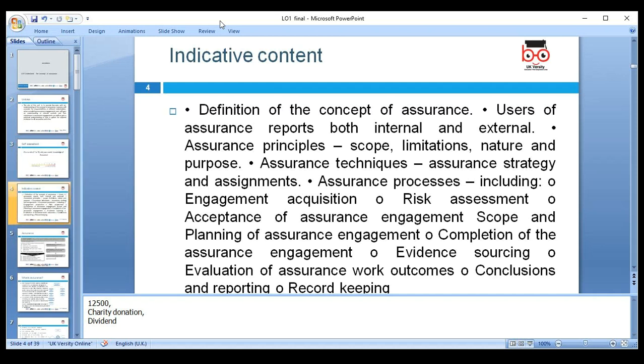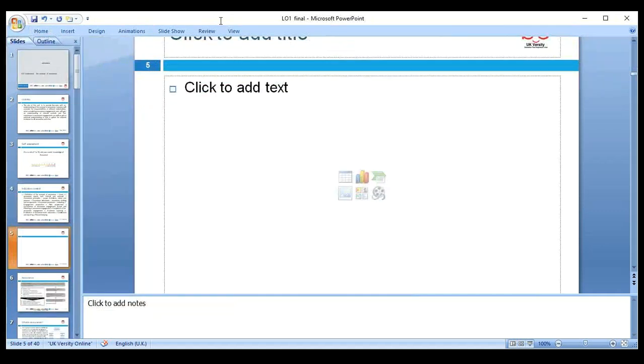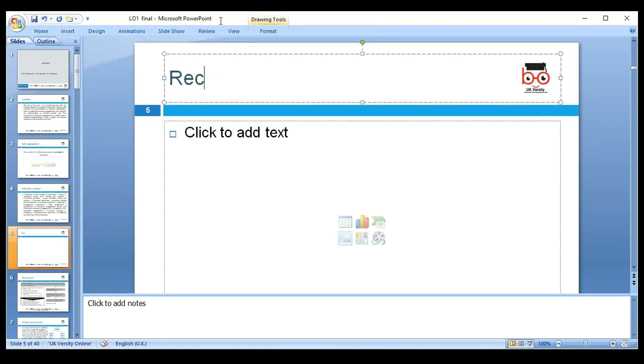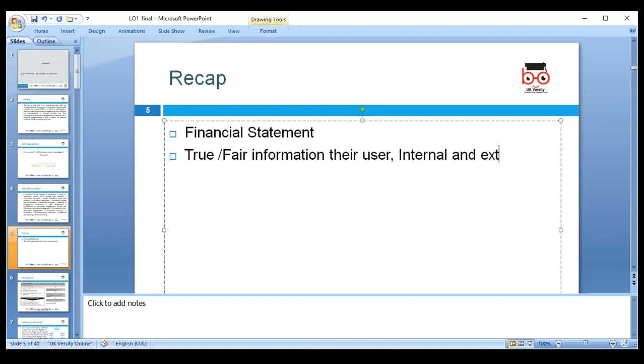Okay, if we look at the purpose of financial statements, why do we prepare financial statements? What do you think? To comply with the accountancy regulations in the country. You're right. The financial statements you prepare provide two key things: true and fair information to their users. Yes, users can be internal and external. Okay, what is audit then? Can we define audit in our own words? What do you think?